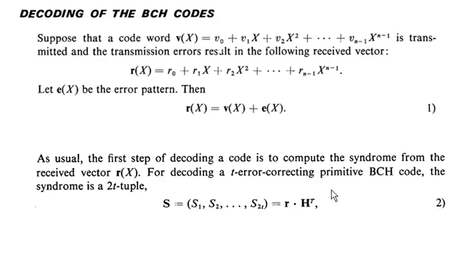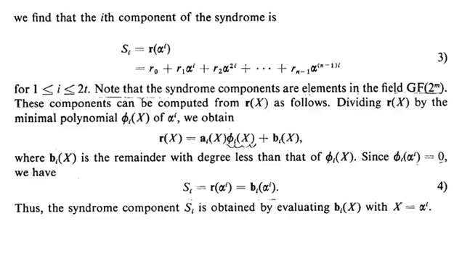Then as usual, the first step of decoding a code is to compute the syndrome from the received vector r of x. Here also, to find the error we are using the syndrome vector. For a t error correcting primitive BCH code we need 2t syndromes. That means if we need to correct 2 errors, then we need 4 syndromes. So we can write the syndrome as S1, S2 up to S2t. So 2t syndromes are needed for t error correction. So we can write it as R into H transpose.